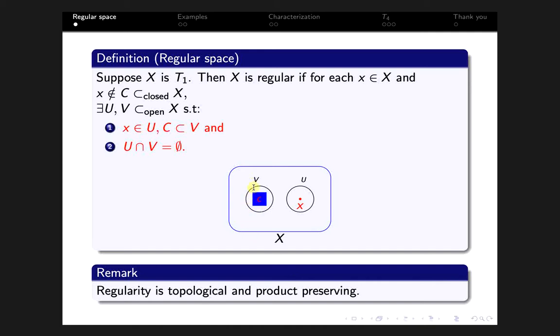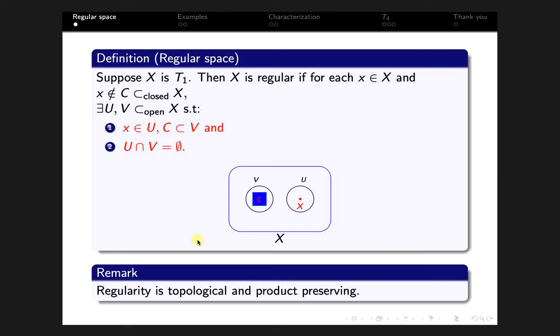So of course, when C is a singleton set {y}, you can see there exist disjoint open sets. So if a space is regular, then it is Hausdorff also. Okay, so in particular we consider C equal to a singleton set {y} where x is not equal to y.